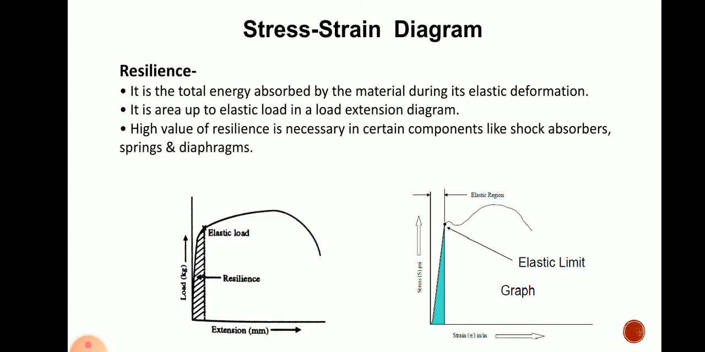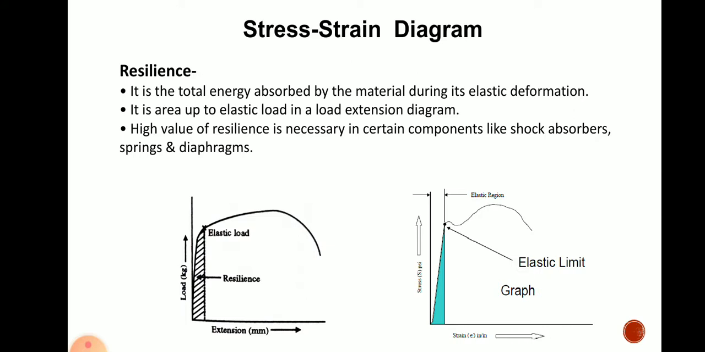So whenever elastic deformation is from point 1 to point 2, beyond this there is plastic deformation, and up to yield strength the elastic deformation will be there. So up to the elastic load or yield strength point, the area under this curve will represent the total energy absorbed by the material, and that total energy absorbed by the material is nothing but resilience, isn't it? It is the area up to the elastic load in the load extension diagram.